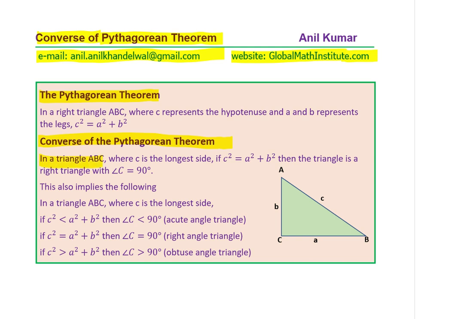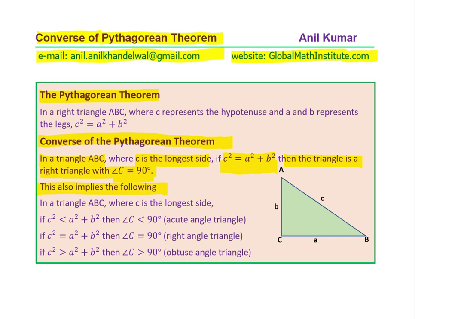In a triangle ABC, when c is the longest side, if c square equals a square plus b square, then the triangle is a right angle triangle. That means angle C is 90 degrees, only if c square is equal to a square plus b square. Well, there could be other conditions. c square could be greater than or even less than a square plus b square. In that case, what can we conclude? Perfect.